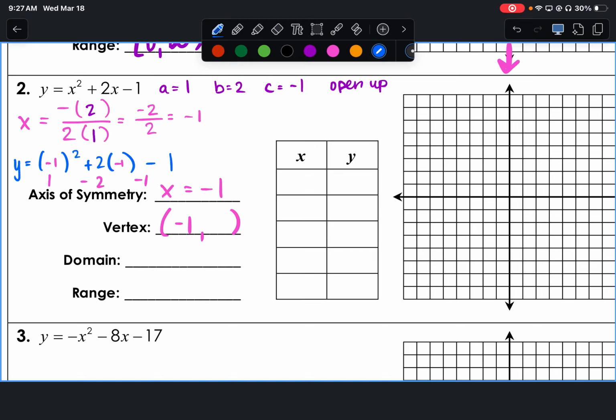-1. What is -1 minus 1? So our point is -1, -2. And that is what goes in the middle of our table.